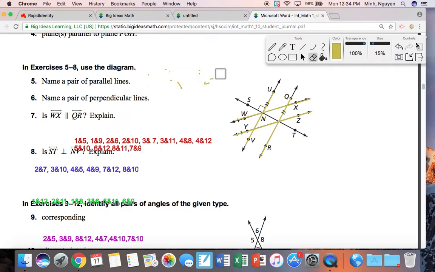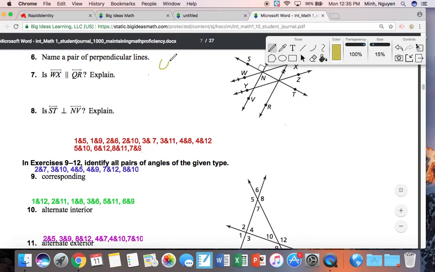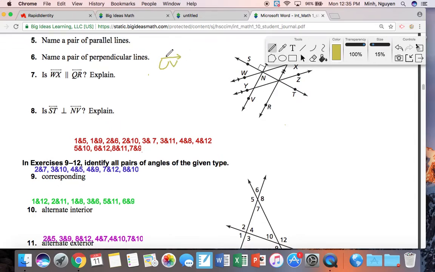Okay. Perpendicular lines, well, the only perpendicular symbol we have is right here. So what two lines are that? That's line UV and ST. Line UV and ST. UV and ST. UV and ST.